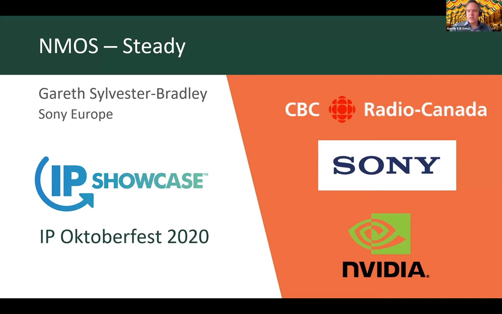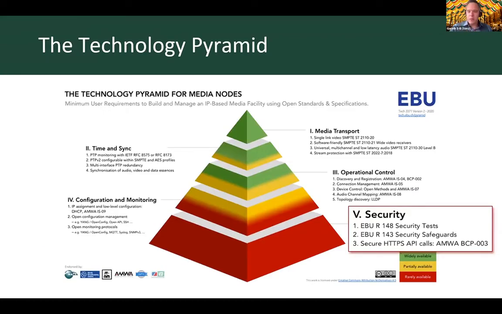Felix has talked about the technology pyramid and how NMOS fulfills many of the user requirements for operational control alongside other open IT standards and protocols. Those parts of the NMOS family are ready, mature specifications, as Felix has said. I'm going to talk a bit about the kind of steady, ongoing evolution of NMOS. So here's the pyramid again. One key area that the EBU identified that the industry really needs to develop is control plane security, highlighted on the slide there.